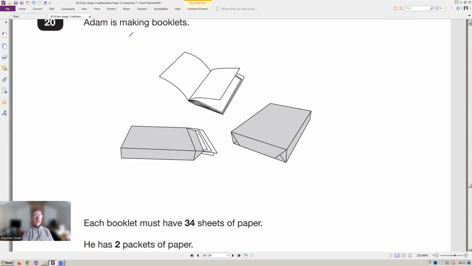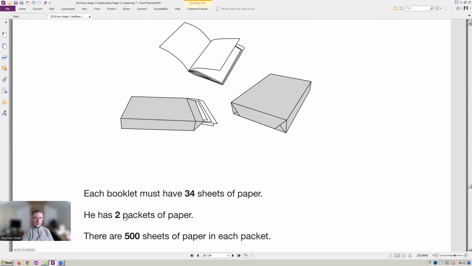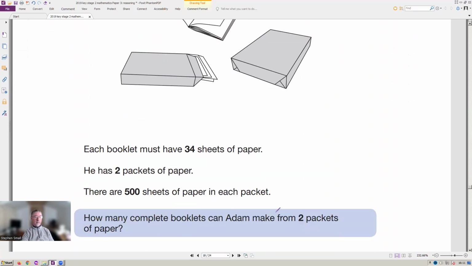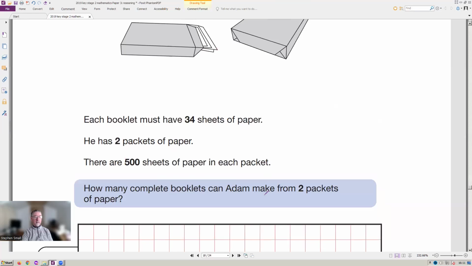Adam is making booklets. There they are. Each booklet must have 34 sheets of paper. He has 2 packets of paper. There are 500 sheets of paper in each packet. How many complete booklets can Adam make from 2 packets of paper?